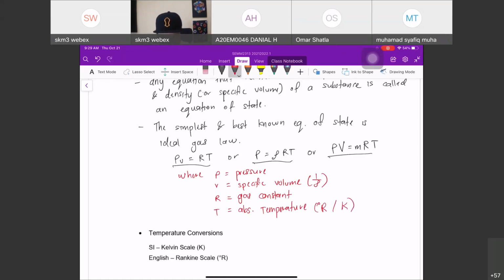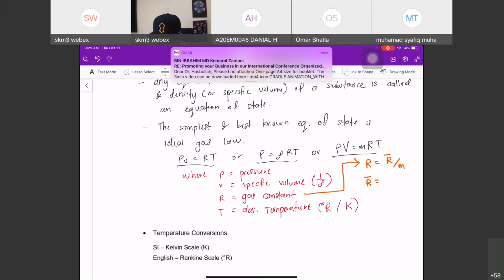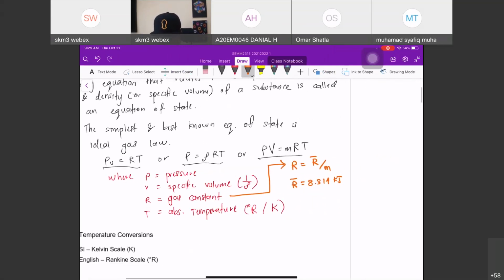Please bear in mind that for the gas constant R, R is equal to the R average over molecular mass. This R average is basically 8.314 kilojoule per kilomole Kelvin. In terms of imperial or English units, the R is 1.986 BTU per lb mol Rankine.